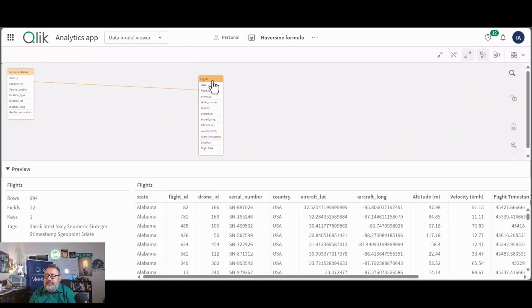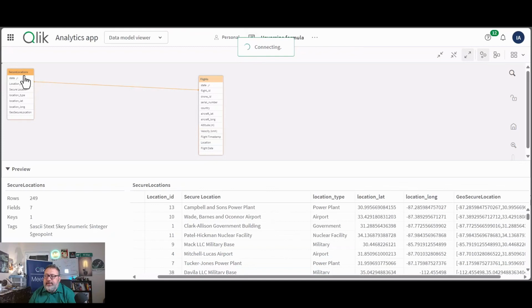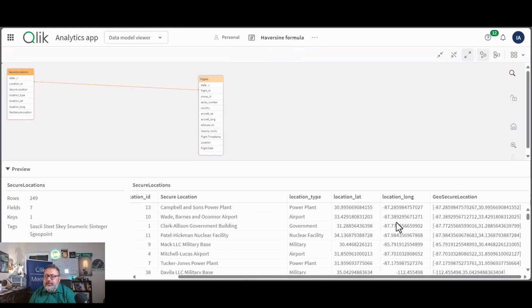So we have the flight data, a lot of data, but what is important is the latitude and longitude. And we have the secure locations data, again a lot of data, but what is important is the longitude and latitude. Those longitudes and latitudes for the two data sets are how we define where they are on the map. Now, how do I translate these into an actual distance?